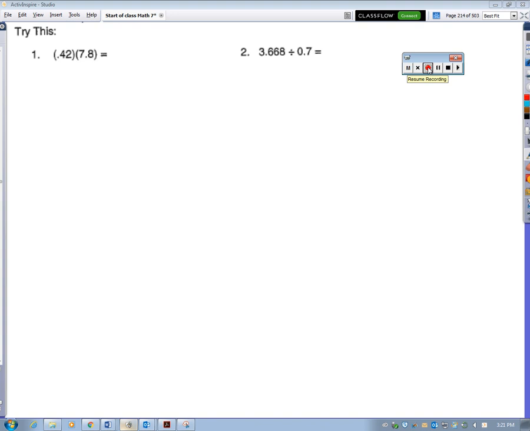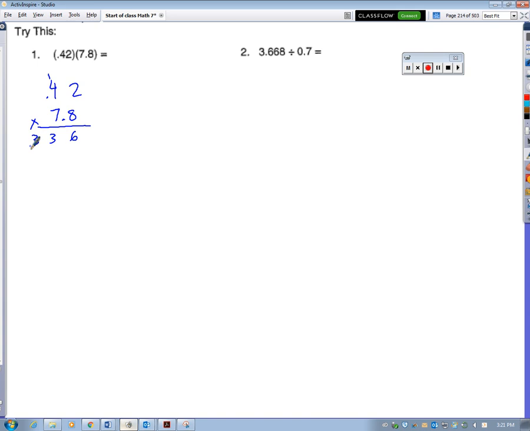All right, first problem, 0.42 times 7.8. We can stack these on top of each other however you want. I'm just going to put the 4.2 up top just because that's the first number I see. It doesn't really matter which one goes on top. Then 7.8. We want to stack these numbers neatly, but we don't have to stack the decimals on top of each other, not for multiplication anyway. 8 times 2 is 16. Carry the 1 up there. 4 times 8, 32, plus 1 is 33.